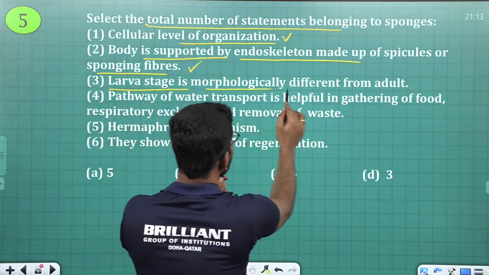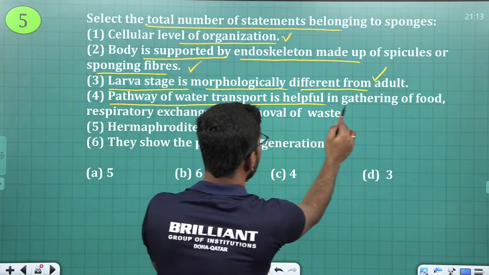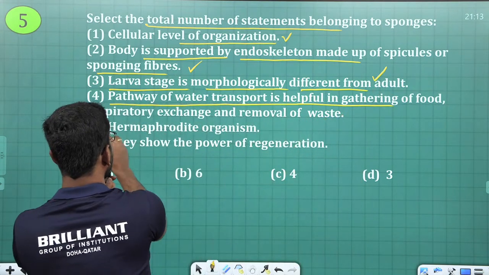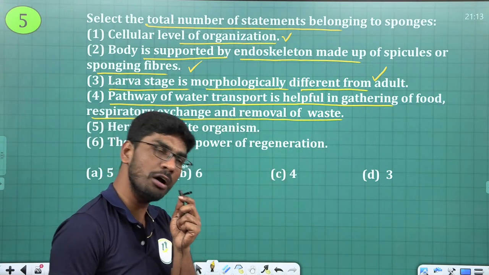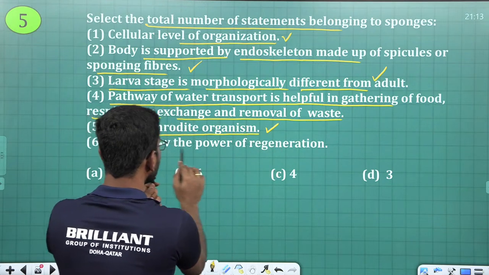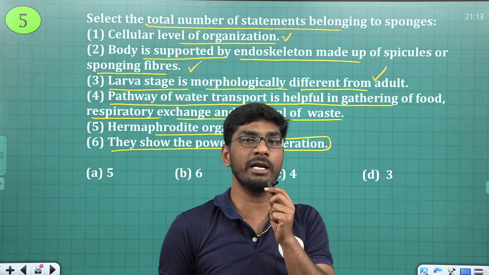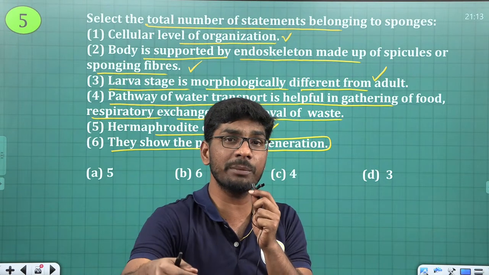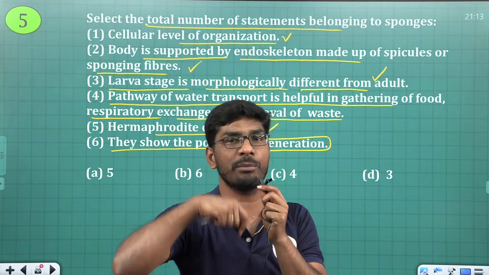Larval stage is morphologically different from the adult. Yes, it's also correct. The pathway of water transport helps in the gathering of food, that means nutrition, respiration, gas exchange and waste removal. Yes, this is also correct. Hermaphrodite organism. Correct. They show power of regeneration. NCERT has not mentioned this point. NCERT mentioned asexual reproduction of poriferans is by fragmentation. Sexual reproduction is by gamete formation.